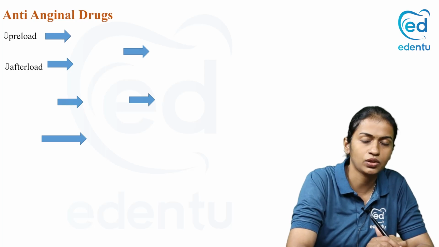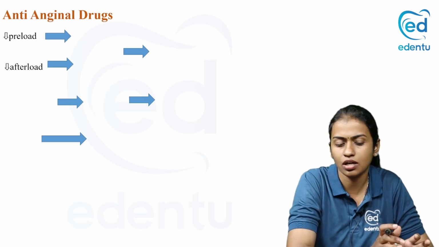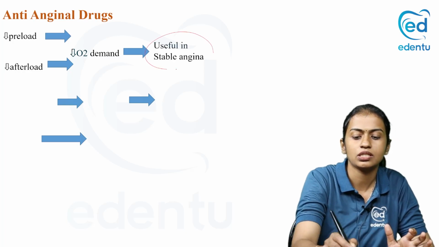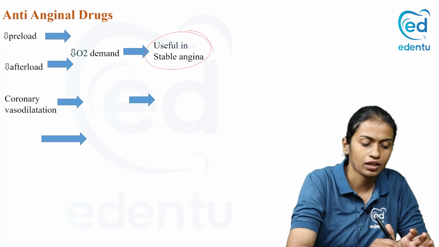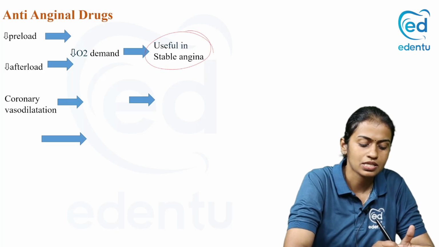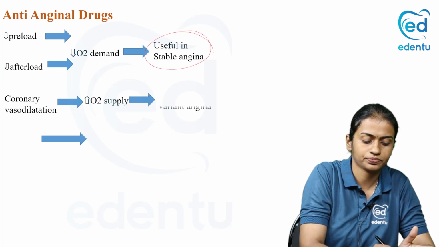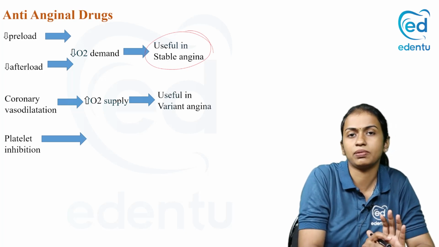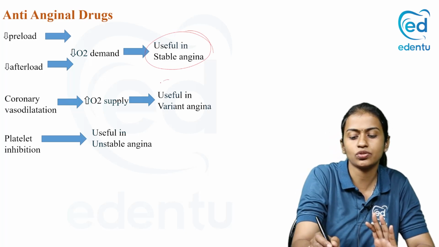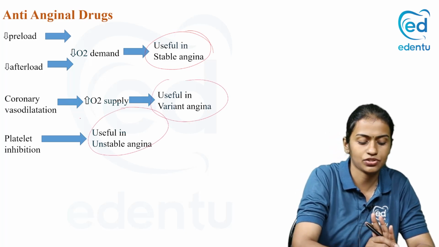By reducing the preload, and at higher doses it reduces the afterload. By both these actions, the cardiac workload is reduced and there is less oxygen demand. So this is why it is useful in stable angina. Now, by coronary vasodilation, it improves the oxygen supply, by which we use it for variant angina. And by platelet inhibition, it is useful for unstable angina. So it is useful in all three types of angina.